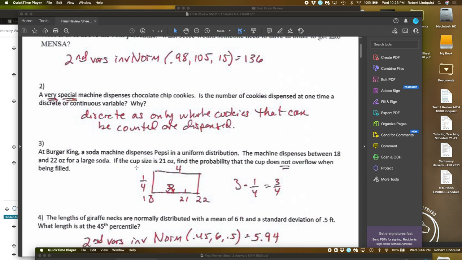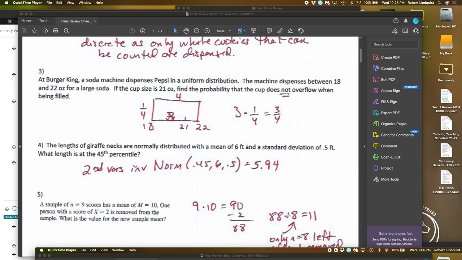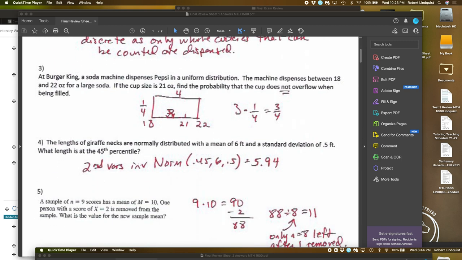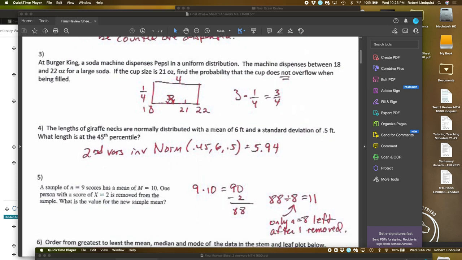Number 3, Burger King soda machine dispenses Pepsi, uniform distribution. That means all probabilities are the same. The machine dispenses between 18 and 22 ounces, so that would be 4. If the cup size is 21, what's the probability it does not overflow? So from 18 to 21 is where it would not overflow. That's a distance of 3. 3 times a 4th is 3/4.